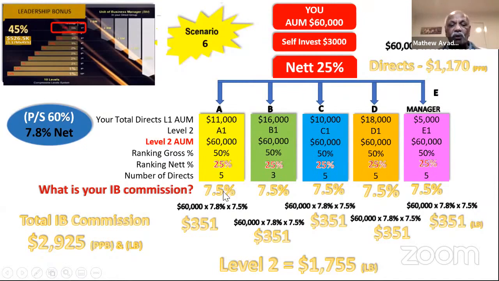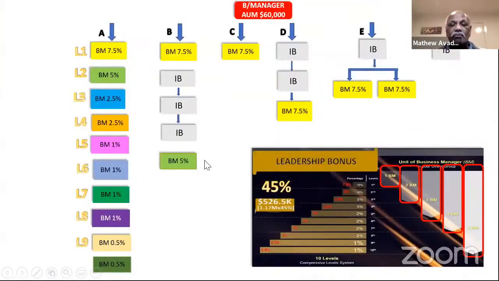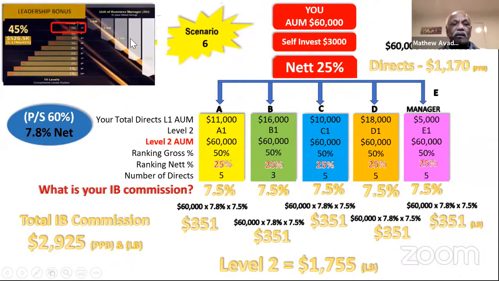But now they're all on level 1. They still all qualify at level 1, so they're your first level. When we say level 1, they are the first level of BMs for you. It can be 10 levels. I'll give you some examples in a minute. So in this case, you got 5 BMs. On each of them, you'll get 7.5%. So on 60,000, you get 351, 351, 351, 351, 351. So the total pool you have is $1,775 from level 2 plus your own personal commission. So you will end up with almost $3,000.